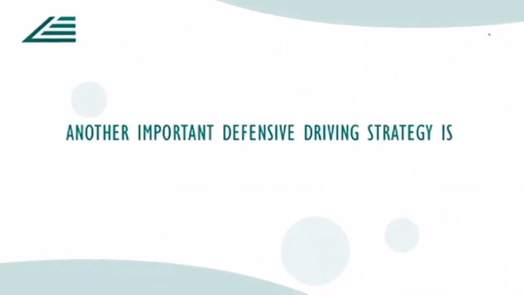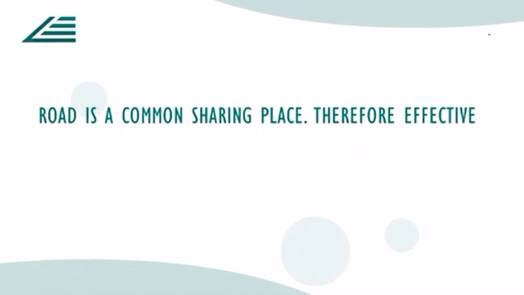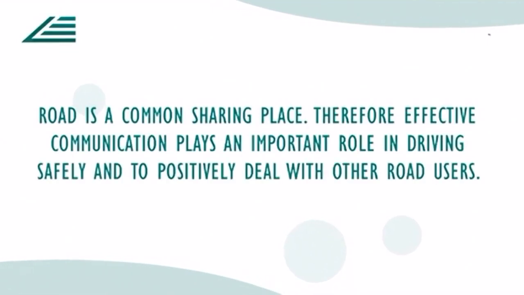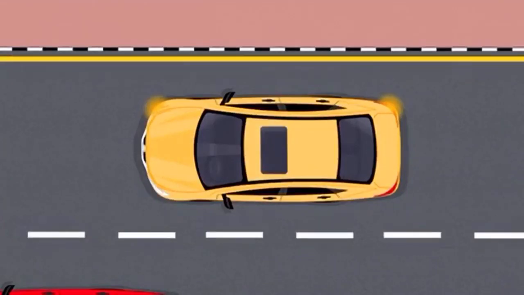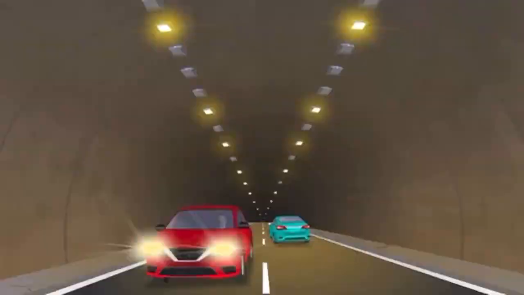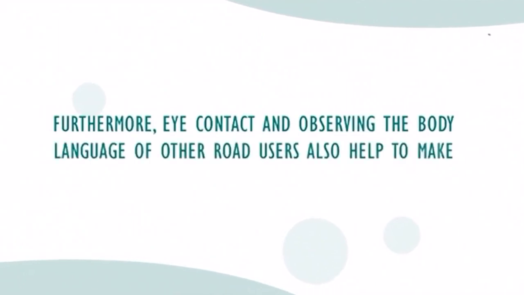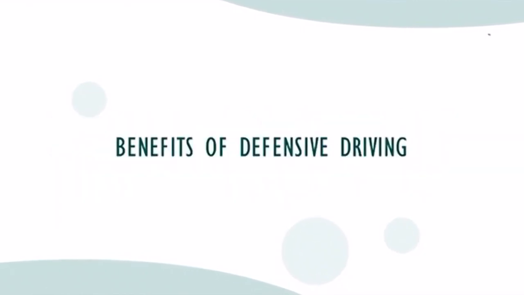Communication. Another important defensive driving strategy is communication with other road users. The road is a common sharing place. Therefore, effective communication plays an important role in driving safely and to positively deal with other road users. Motorists can communicate with other road users by using their indicators, hazard lights, brake lights, headlights, and horn. Furthermore, eye contact and observing the body language of other road users also help to make suitable decisions according to the situation.